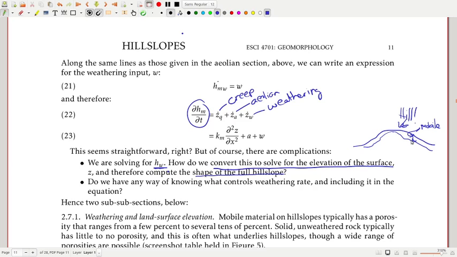Second question is, do we have any way of knowing what controls the weathering rate and including it into the equation? And you might remember that we talked about this thing called the soil production function. Well, we're going to see that again. So because of that, we have these two different subsections below. And this first question we're going to answer in 2.7.1. And the second one we'll answer in 2.7.2.